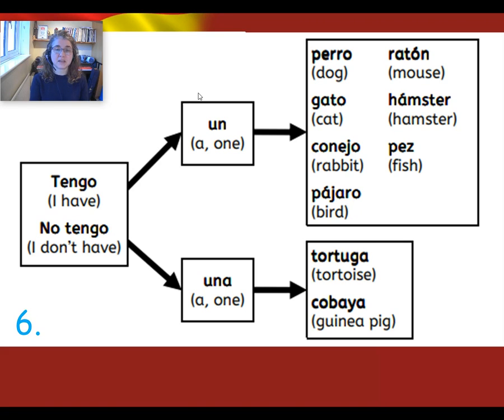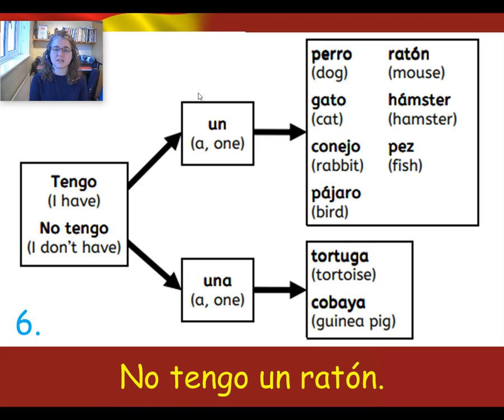And the last one, number six, how do you say, I don't have a mouse? Have you written that one down? That one would be, no tengo un ratón. No tengo un ratón. Well done.